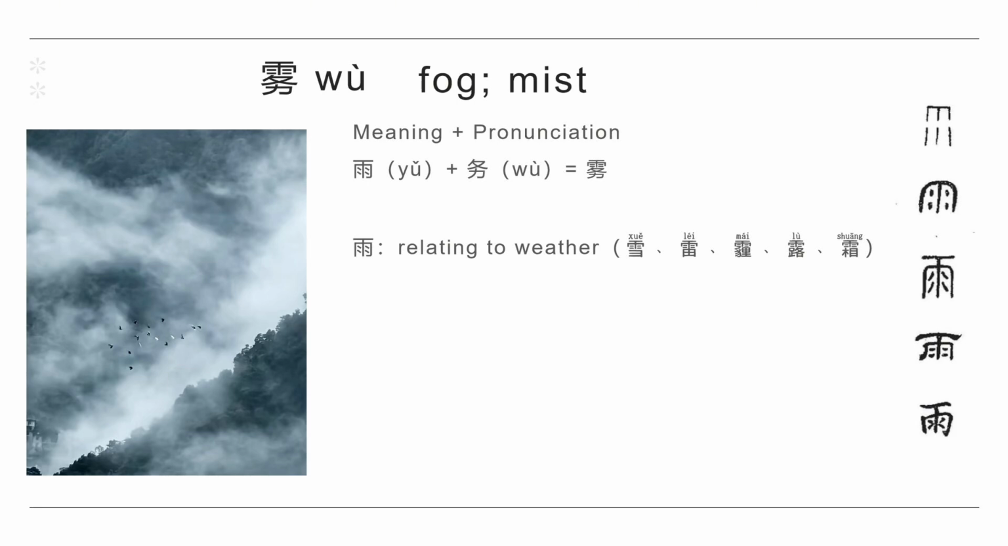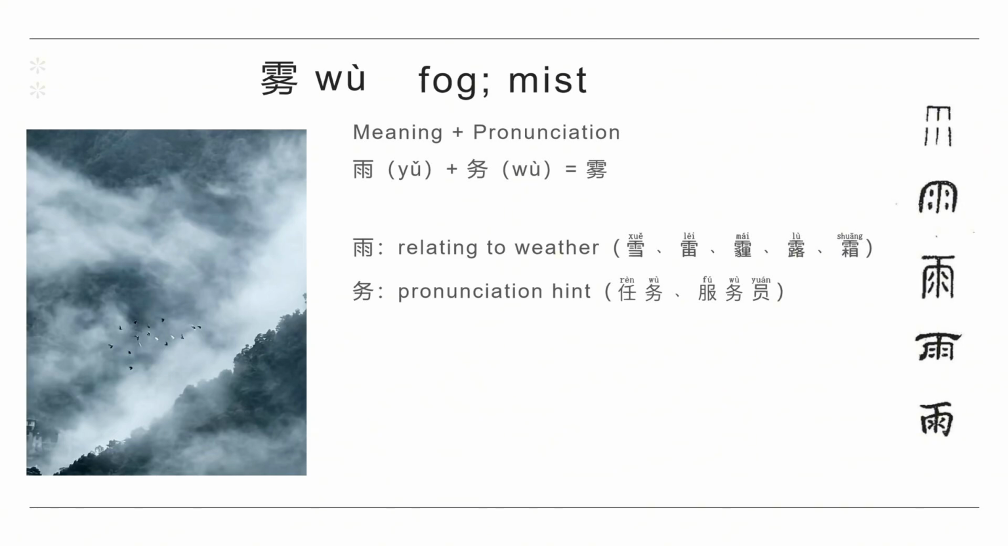When 雨 appears as a hint to the meaning of a character, it's usually a weather-related character. For example, 雪, snow, 雷, thunder, 霾, smog, 露, dew, 霜, frost. 务 is a pronunciation hint. It isn't very commonly seen in other characters, but it is a common character by itself. Think of words like 任务, task, or 服务员, waiter.